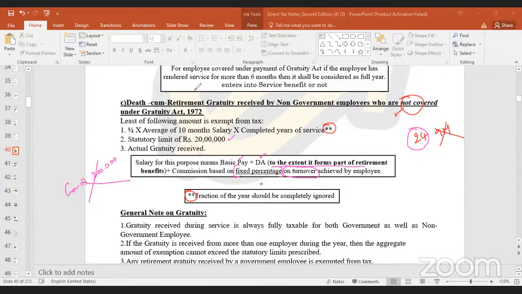If they give you other information, like his commission percentage is 1% and the turnover achieved by him is 25 lakhs, then this percentage is going to be applied: 1% of 25 lakhs. This figure is going to be considered. If they give you a fixed amount, commission is 2 lakh rupees, no, it's not going to be considered. Next one. You can ask me, ma'am, what is this DA to the extent it forms part of the retirement benefits? We'll go to the whiteboard.